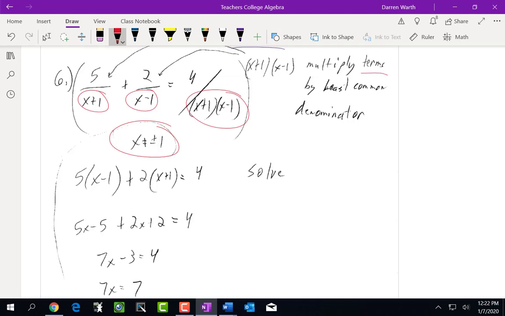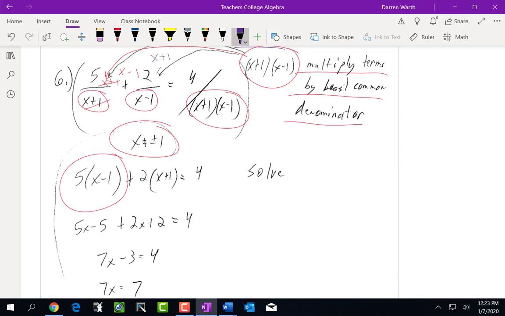I'm going to multiply all my terms by the least common denominator. So my least common denominator is x plus 1 and x minus 1. I'm going to multiply this first term by x plus 1, x minus 1. You're going to notice that the x plus 1's cross out, and I'm just left with 5 times x minus 1. When I multiply this next term by x plus 1, x minus 1, the x minus 1's cross out, and I'm just left with 2 times x plus 1. Then I multiply this last term by it, and the x plus 1's and x minus 1's cross out. I'm just left with 4.